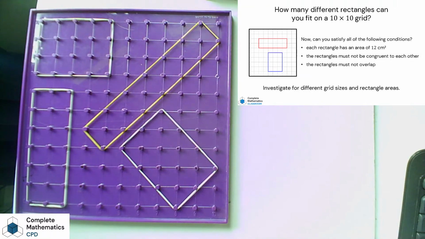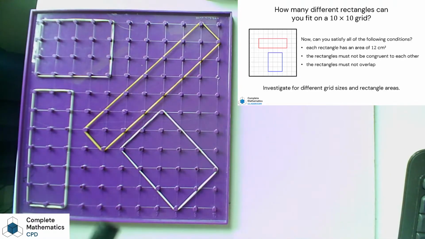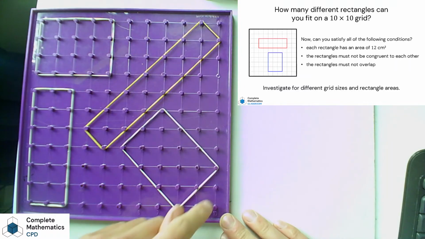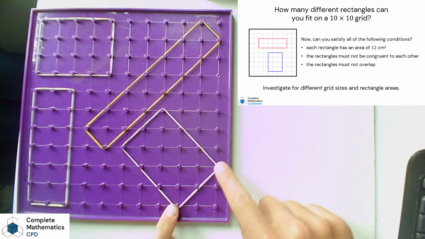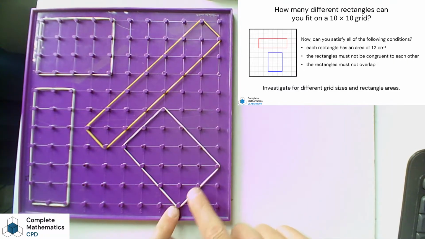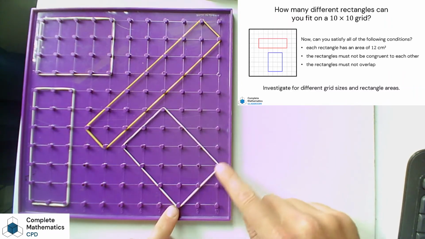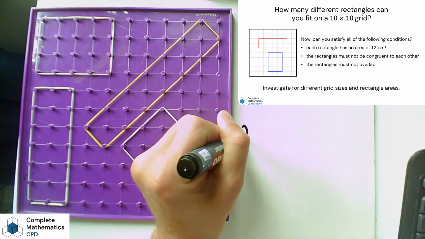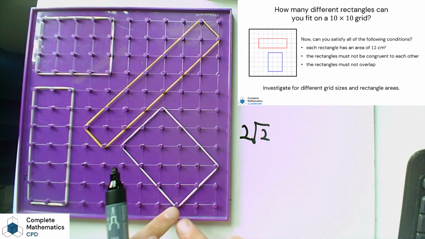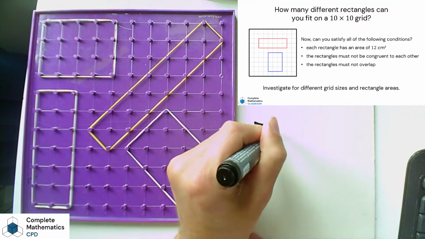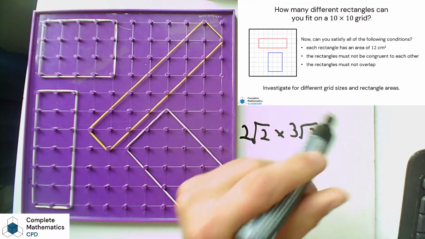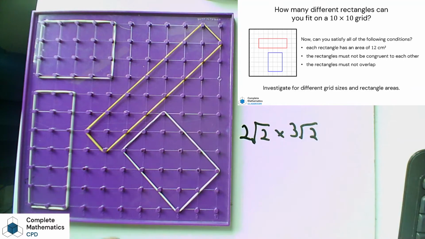But I also like it in that we can link it to surds as well. Now, I've not mentioned surds, so you can do this task without surds, but if you want a really nice visual representation of surds, you can look at, say, this one here, and then this diagonal here. Each one of the diagonals is going to be root 2 by Pythagoras, 1 squared plus 1 squared. So this diagonal here will be 2 lots of root 2, and then we're multiplying it by 3 lots of root 2.